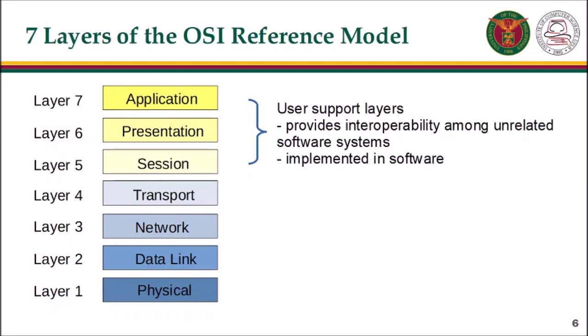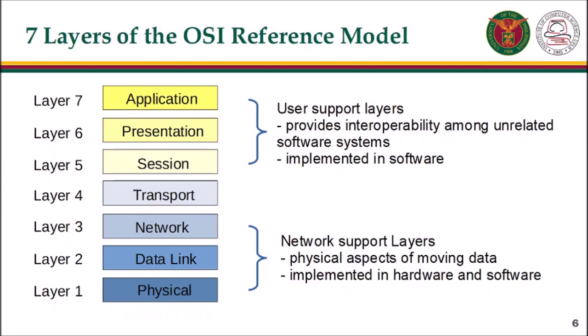The three upper layers are called the user support layers. They provide interoperability among unrelated software systems. They are implemented in software. The lower three layers are the network support layers. They are involved in the physical aspects of moving data. They are implemented in hardware and software.